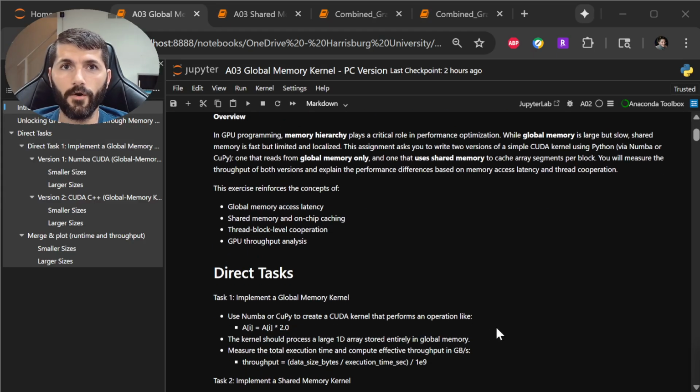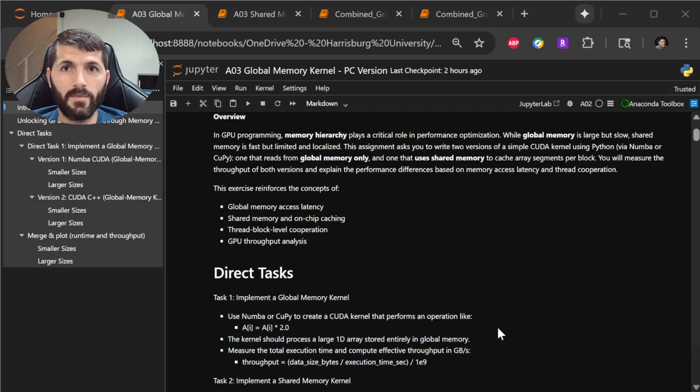So in GPU programming, memory hierarchies play a critical role in performance optimization. While global memory is large and necessary, but slow, shared memory can be fast but is limited, and we'll look at that. And it's also localized as well.